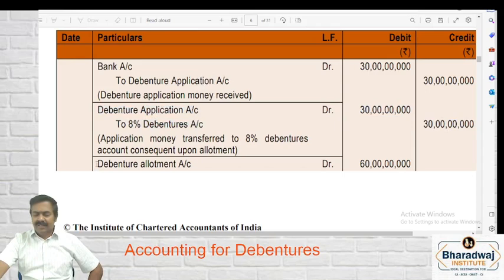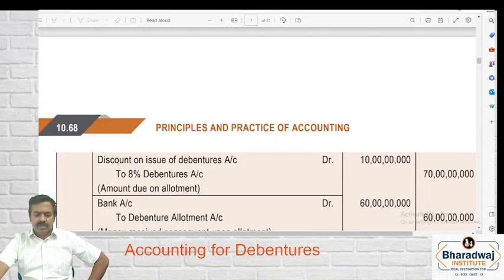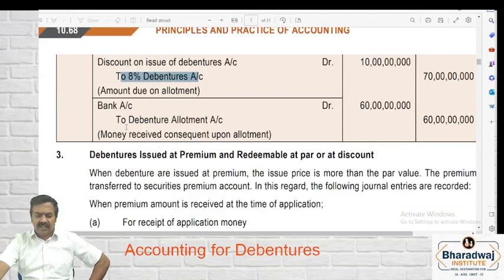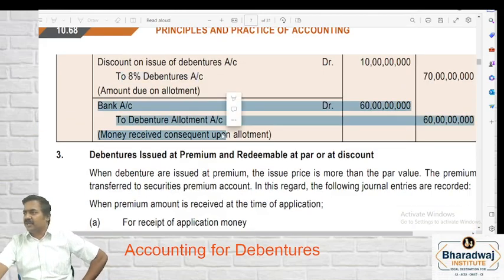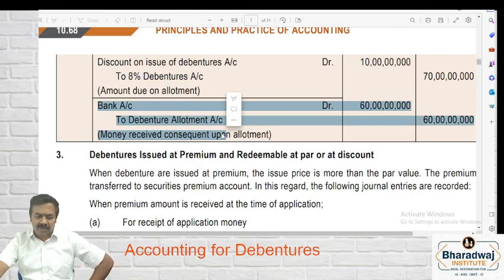Then, same like share allotment account debit to share capital. Debenture allotment account debit 60 lakhs. Discount on issue 10%, that is 10 lakhs or 1 crore, will come to debentures account, then we collect the money. Bank account debit to which account? Debenture allotment account, like that.